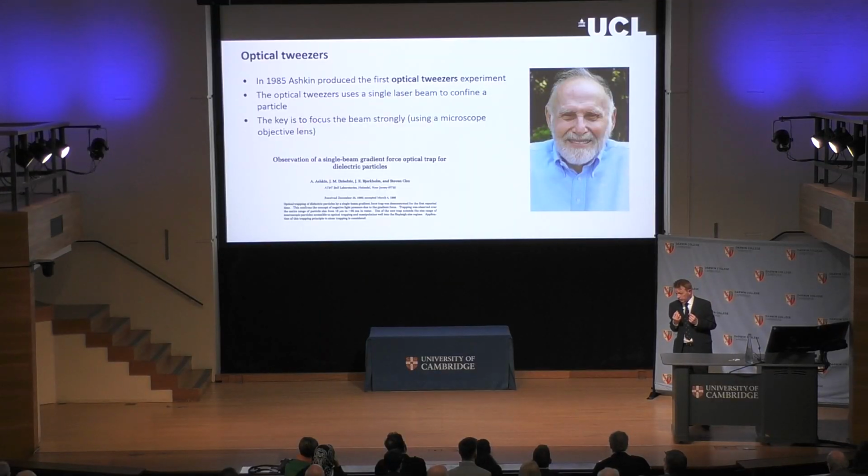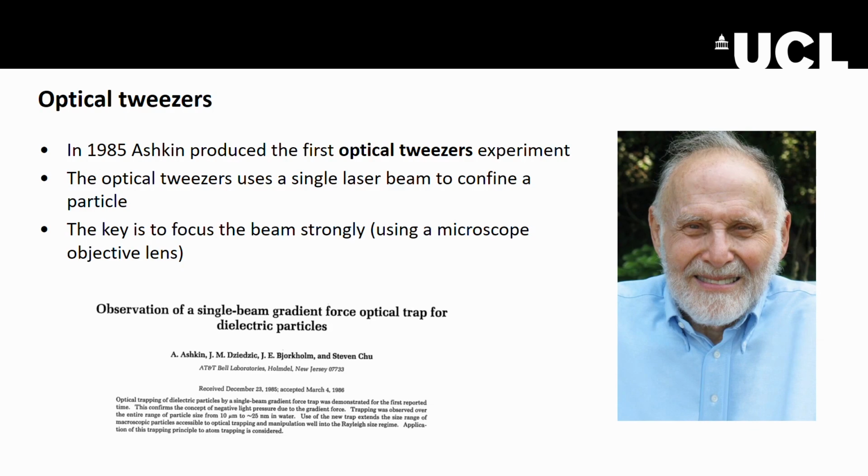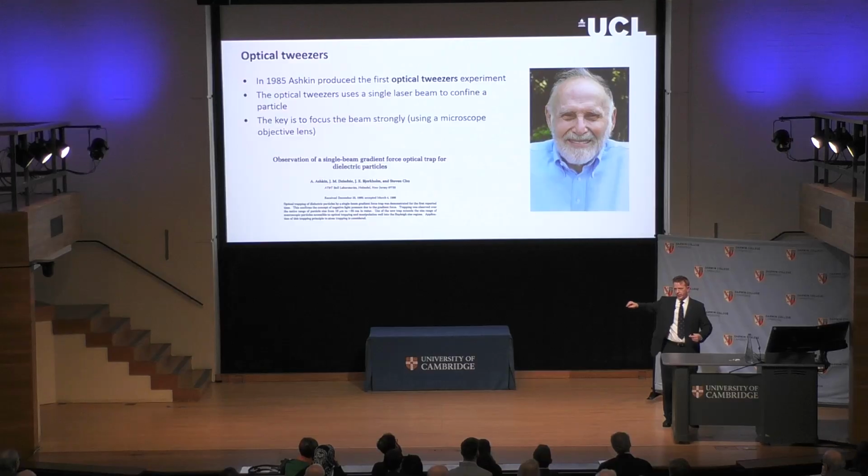And the key, Ashkin realized the way to do this, to create a gradient force that will hold the particle along the axis, is to create a gradient of intensity along the axis. And you do that by focusing the beam. You think as you focus a beam, it becomes narrower, then it diverges again. As you go along the axis, it's getting brighter and then fainter again.